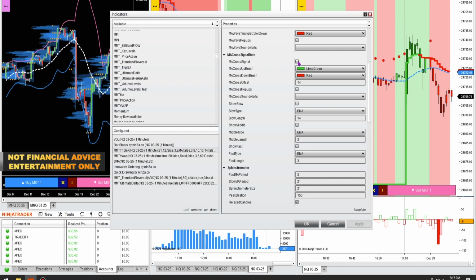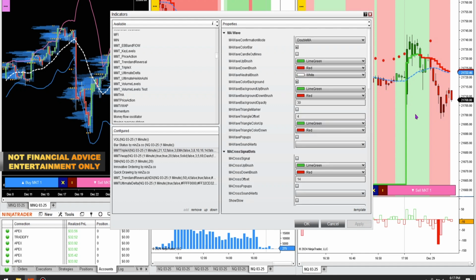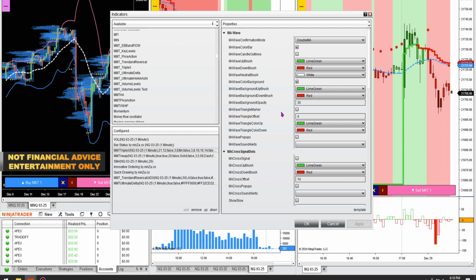There will not be any signal dots from this. Those signal dots are from a triple moving average crossover. If you want to see markers print when you get the regular moving average crossover, you can enable the moving average triangle markers. There's also pop-ups and sound alerts. But then you get these little triangles whenever you get a moving average crossover. A lot of different customizable options with the MMT XXX.